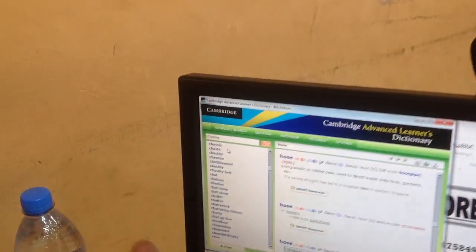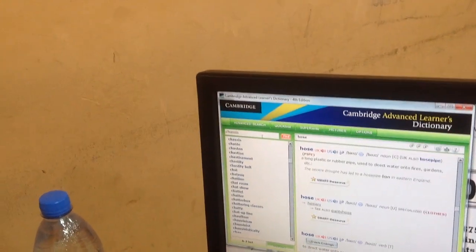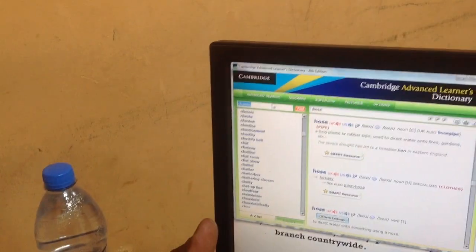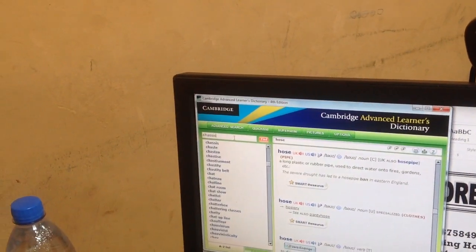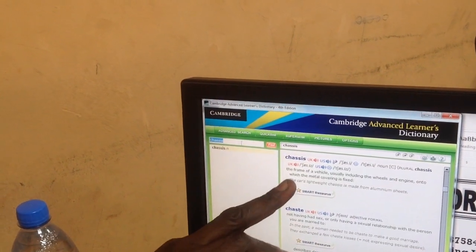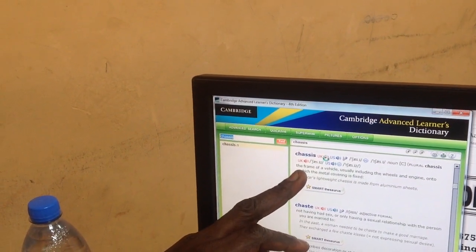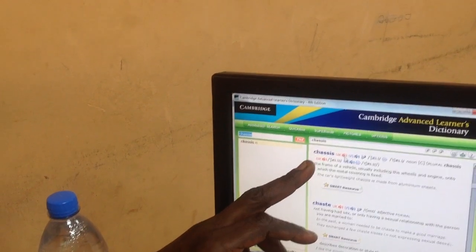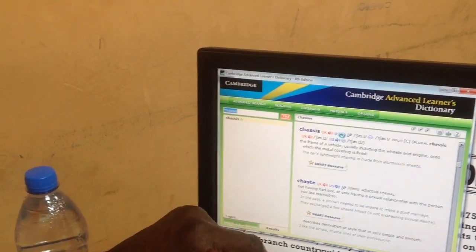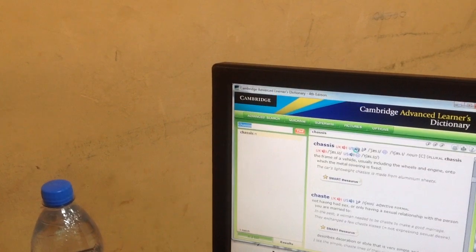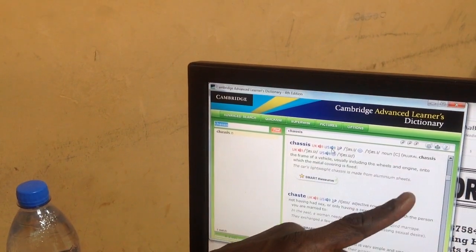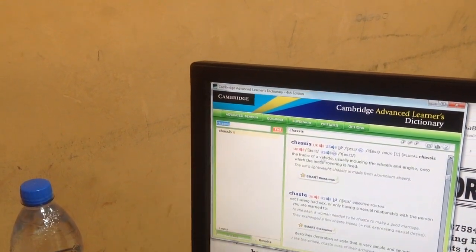By the way, this is the Cambridge. I can as well take Oxford. It will be the same thing. So don't worry about the sound. I mean, the Cambridge or what. They say the same thing. So this is the word from the UK. Chassis. That's one. And Americans? Chassis. Again? Chassis. That would be for Americans according to the Cambridge University.